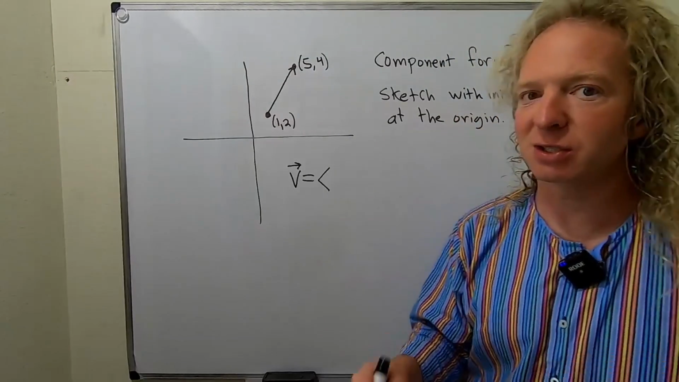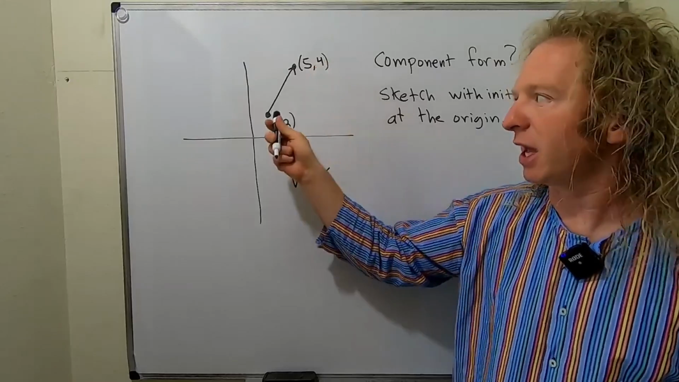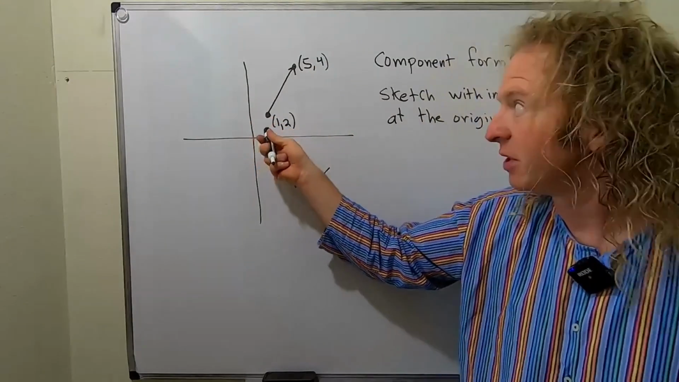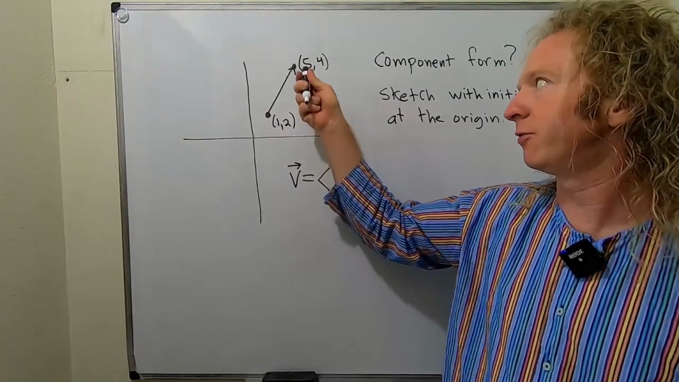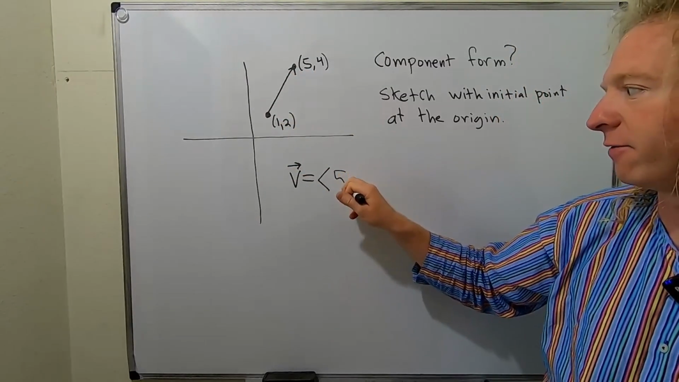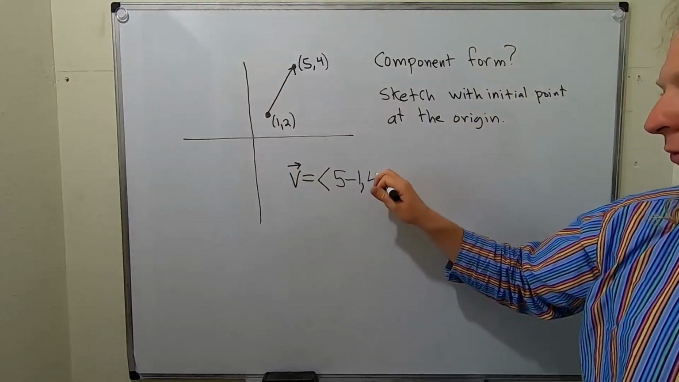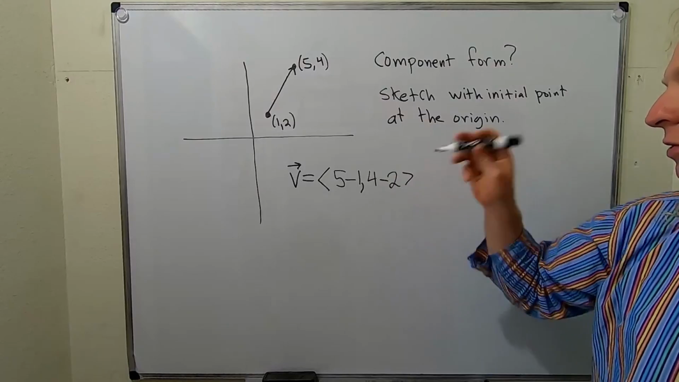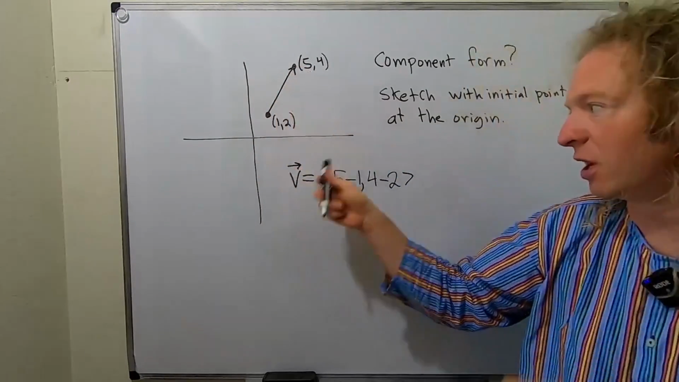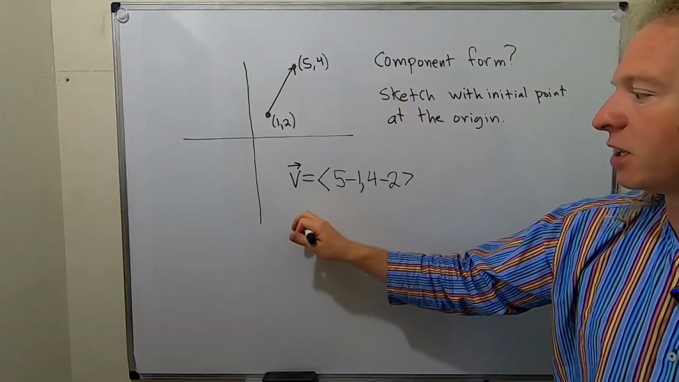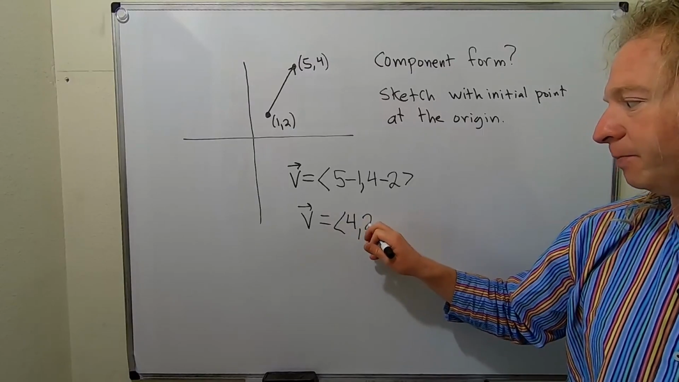So in this case, you look at the terminal point, that's this one, that's where it ends. And this is the initial point, this is where it begins. So it's this one minus this one. You subtract the components, so you do 5 minus 1, comma, and then 4 minus 2. You subtract the x components and you subtract the y components, the first components and the second components. Terminal minus initial. So we end up with v equals 4, comma 2.